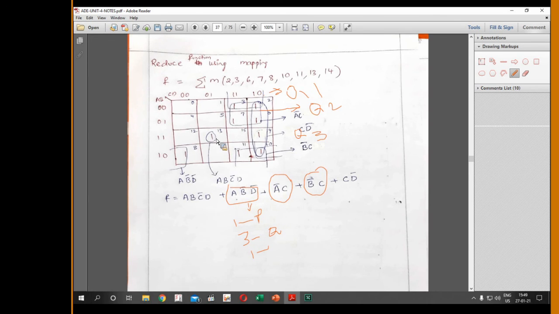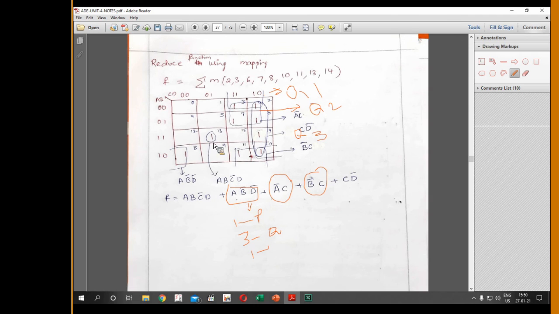Diagonally, 13 and 11 also. We can't pair diagonally because these two are not adjacent. If you had a minterm at 15, then we could form a pair with 13. So 13 is an isolated minterm which doesn't have any possibility, or it cannot be covered into a big square, or combined into a big square with covered or uncovered minterms.